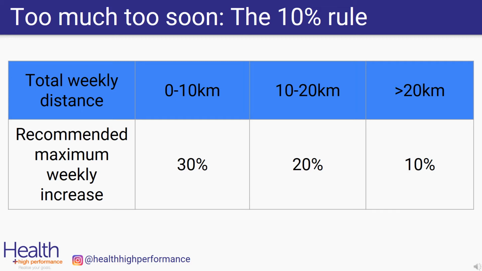On the other end of the scale, for those doing higher weekly mileage, more than sort of 20 kilometres, increasing by 30% would be too high an increase. For example, 30% of 30 kilometres is a whopping 9 kilometres per week. So therefore, sticking to 10% increase is more appropriate for these.